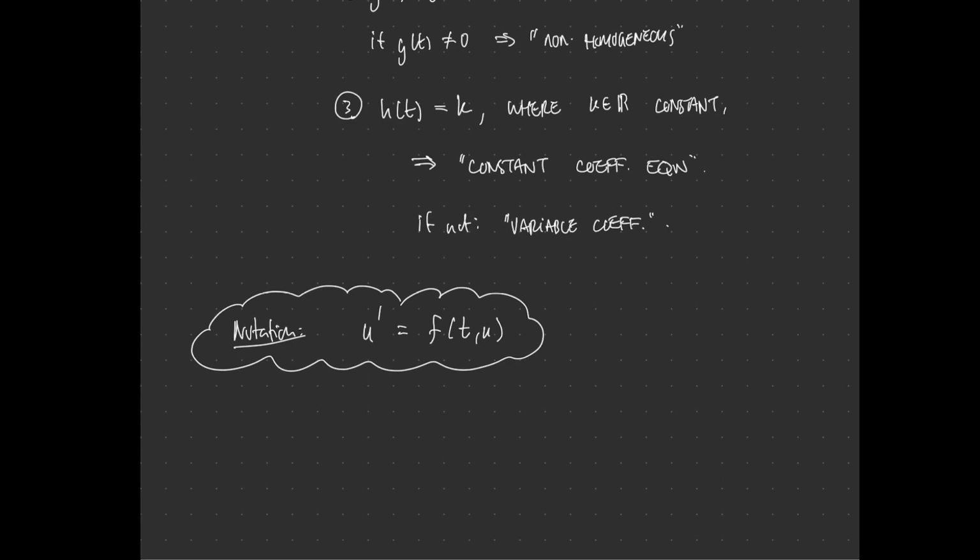Let's look at a few examples that will help illustrate these points. If you remember the Hill-Keller equation, the sprinting model, this was v prime equals p minus k times v of t, where p and k are constants.